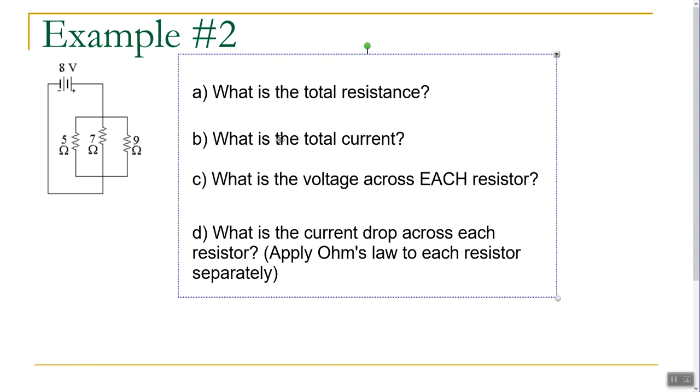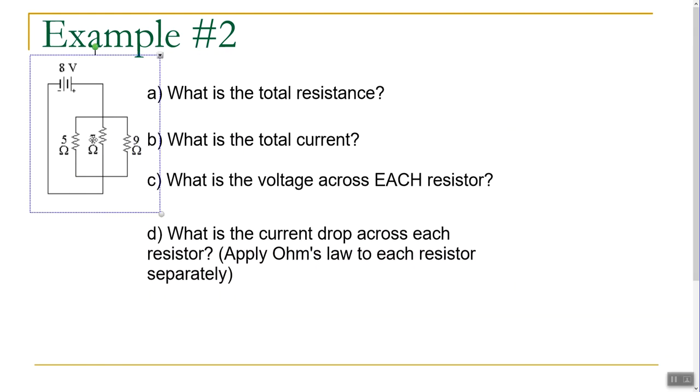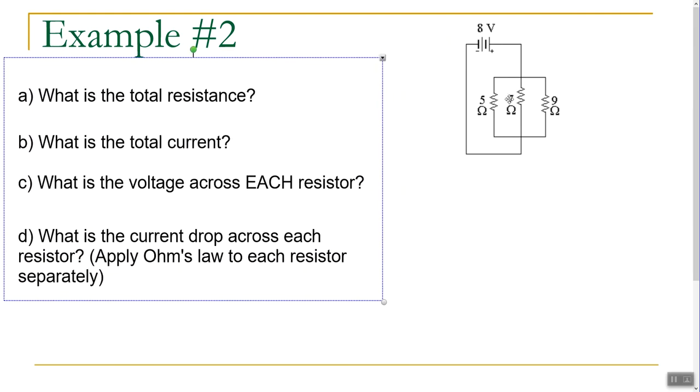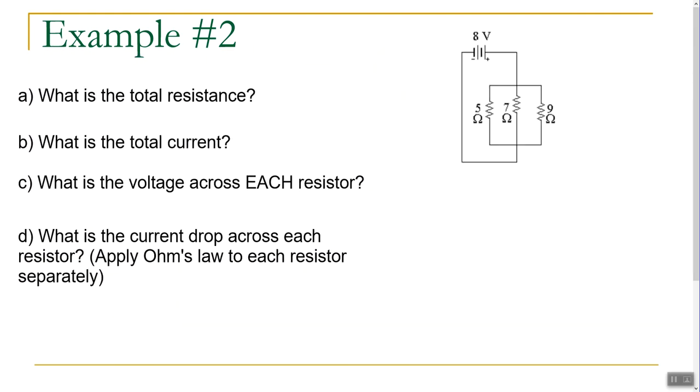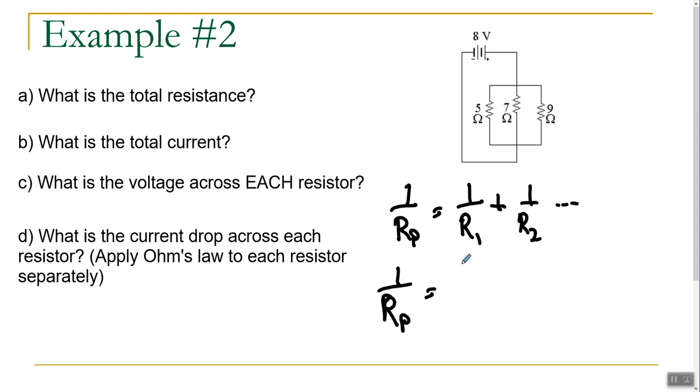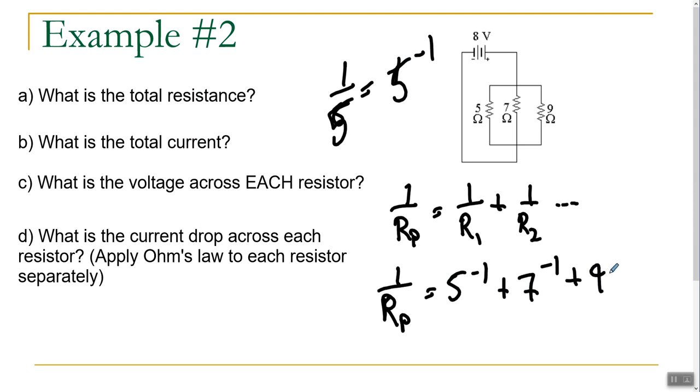So what is going on here? Let's check this out. I'm going to bring this over just a hair so I can manipulate this a little better. Total resistance. If we find the resistance in parallel, if you look at your reference sheet, it says 1 over R parallel equals 1 over R1 plus 1 over R2, and so on and so forth. So in my calculator, I'm going to use that inverse button, because 1 over 5 is the same thing as 5 to the negative first. So I'm going to do 5 to the negative first plus 7 to the negative first plus 9 to the negative first.